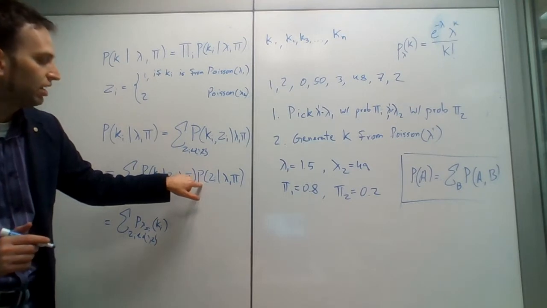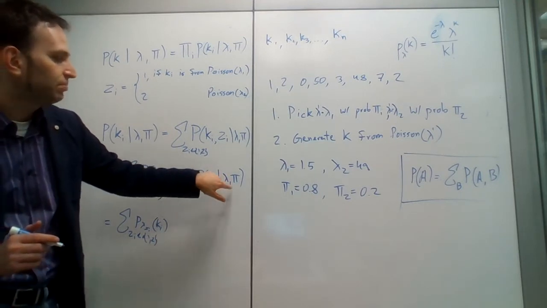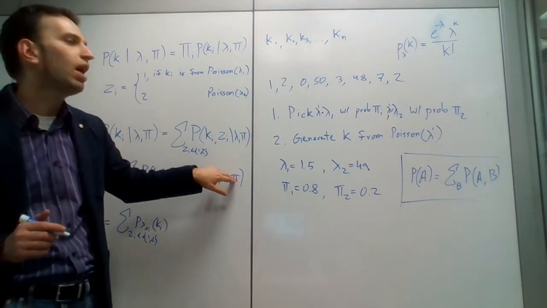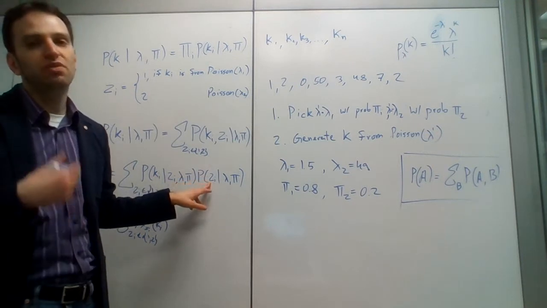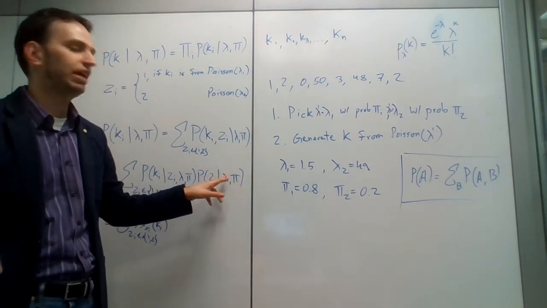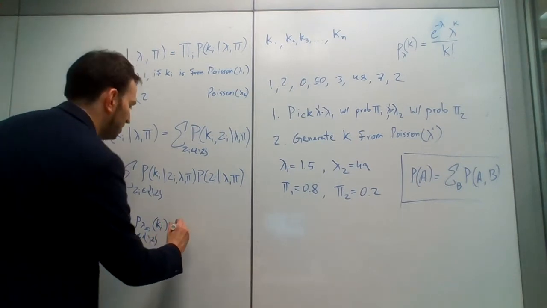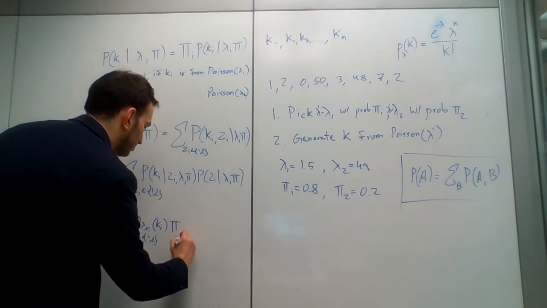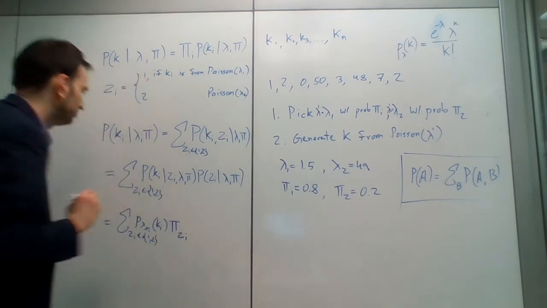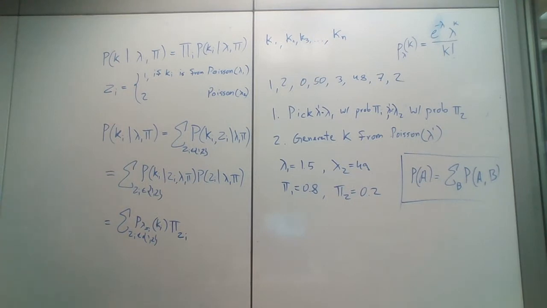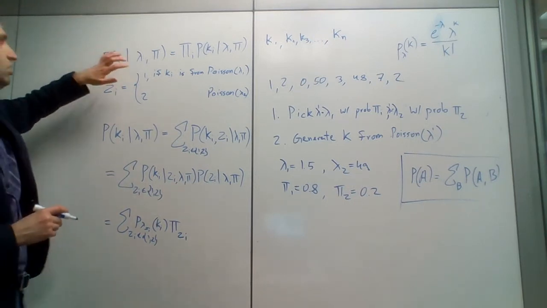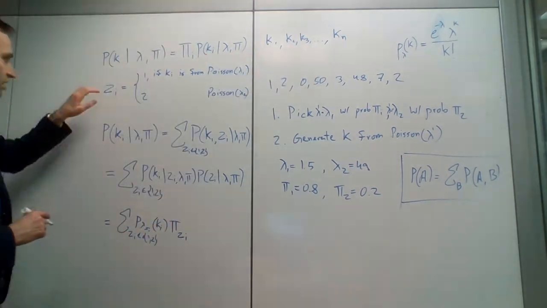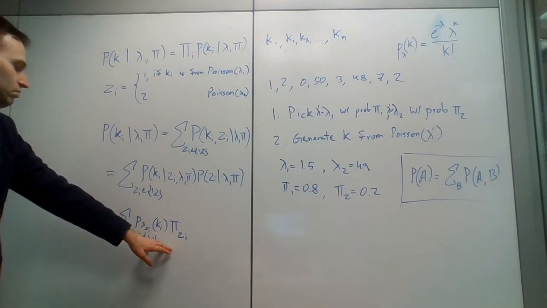So now we need to multiply by the probability of zi given lambda and pi. So what's the probability that zi equals 1? Well, it's pi 1. That's what we said. What's the probability of zi being equal to 2? It's pi 2. We don't care about the lambda at this point. So this would be times pi zi. Okay? And we're done. So the probability of k is this product of the probabilities of the individual k's, and this is the probability of an individual k.